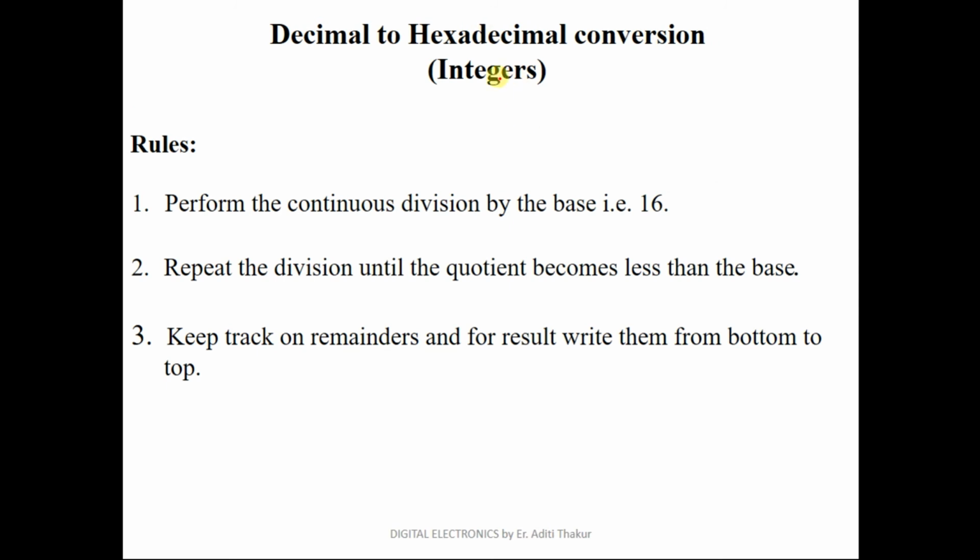Now we will come to the first conversion, that is decimal to hexadecimal conversion in case of integers. The process will be the same as we studied in the binary and octal number systems. We first perform continuous division by the base, which is 16 here, and repeat this division until the quotient becomes less than the base. Keep track of the remainders and write them from bottom to top for the result.